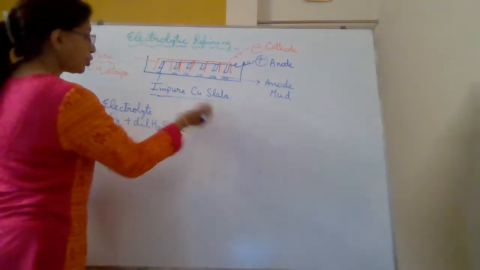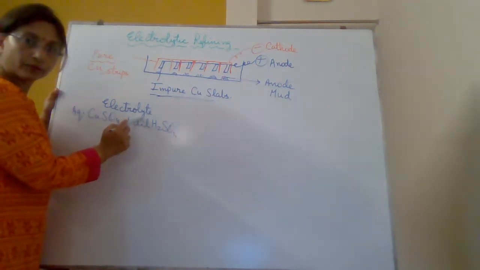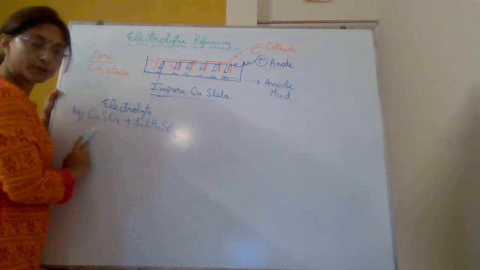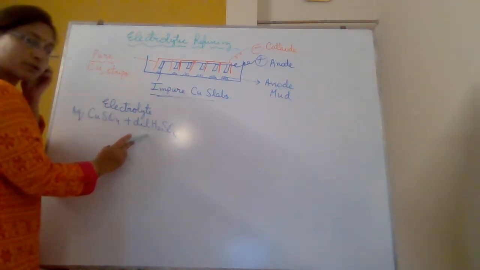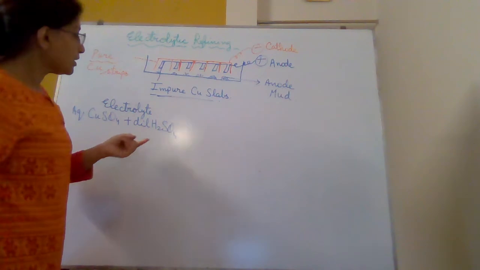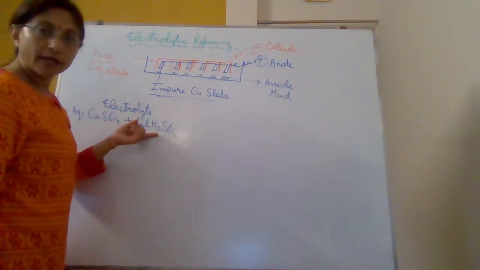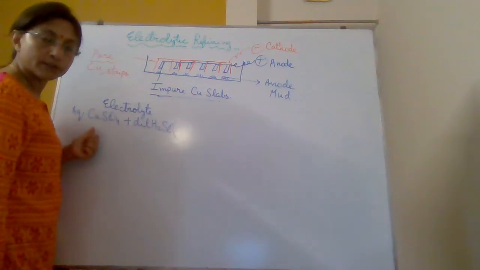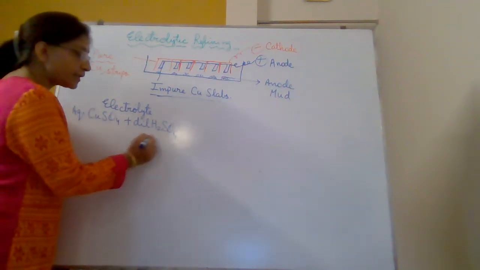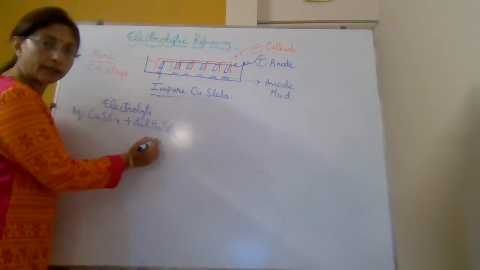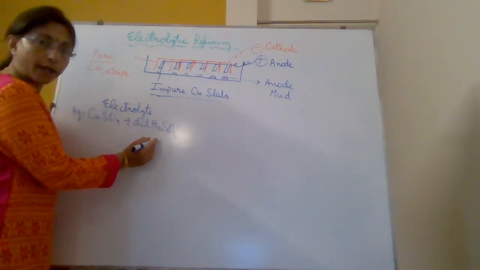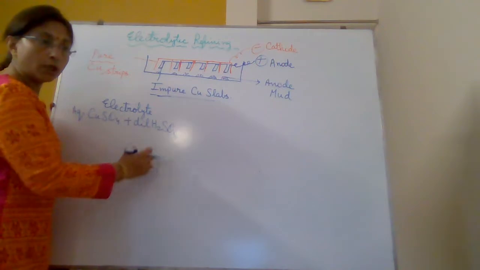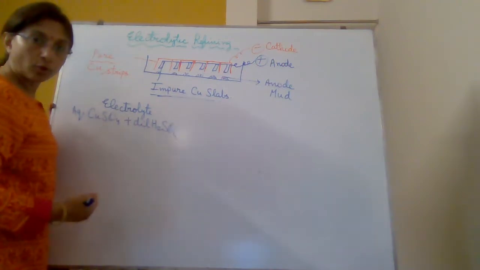So let's have a look at the electrolyte that we will be using here. The electrolyte is aqueous copper sulfate and dilute sulfuric acid. The question is why we have added the dilute sulfuric acid to this aqueous copper sulfate. This is simply to increase the conductivity, because the H2SO4 is going to increase the number of ions.